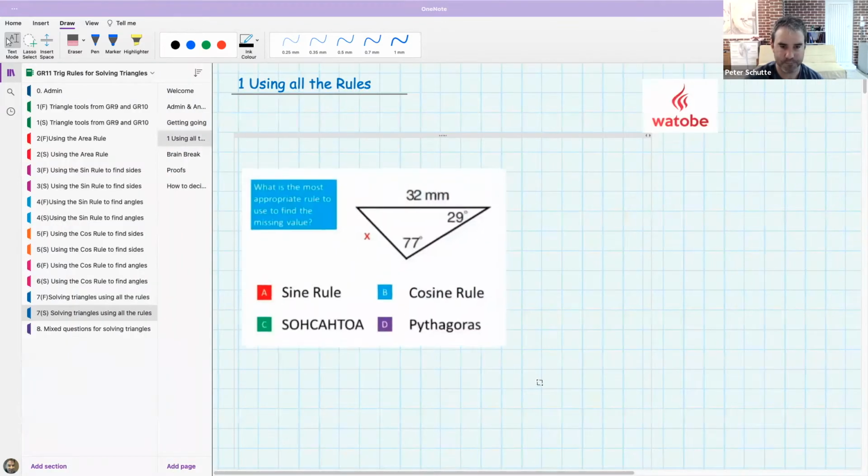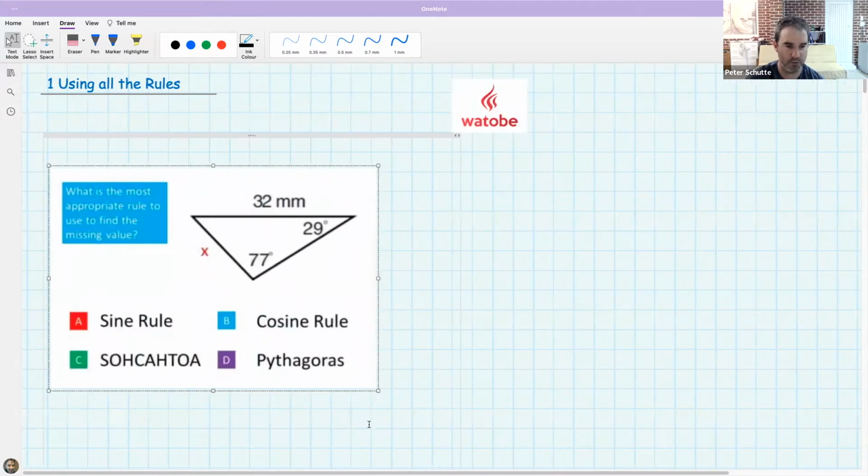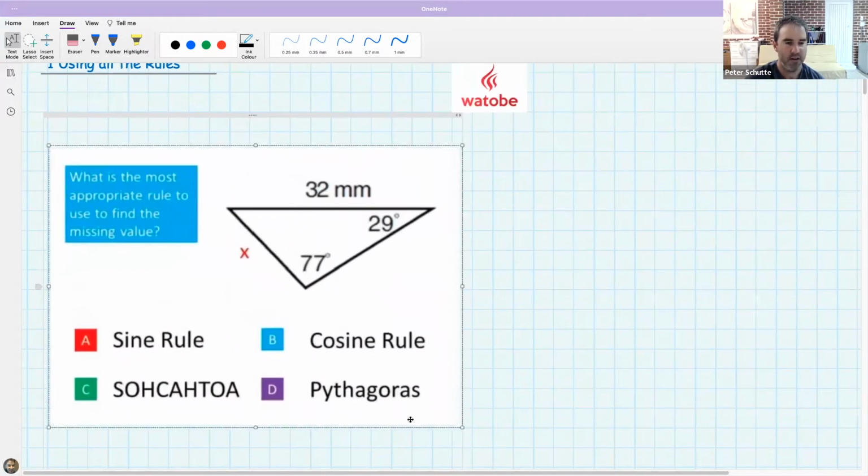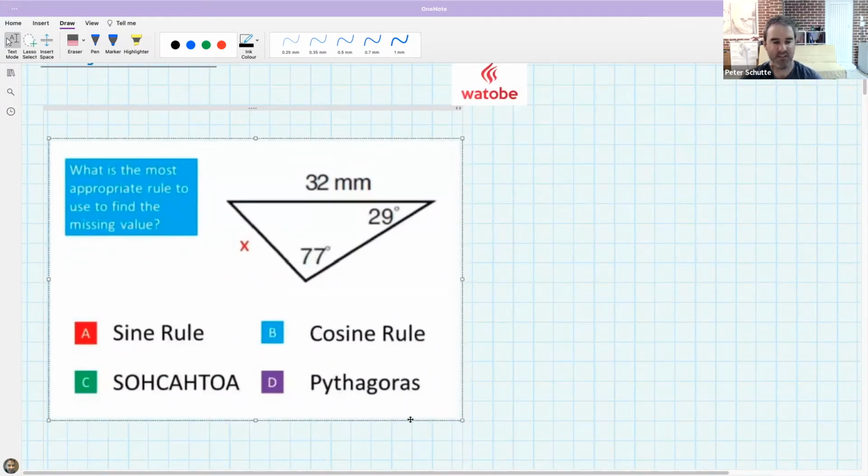Okay. First question, multiple choice. You have to find the side X. Which of the 4 possible tools are you going to choose?